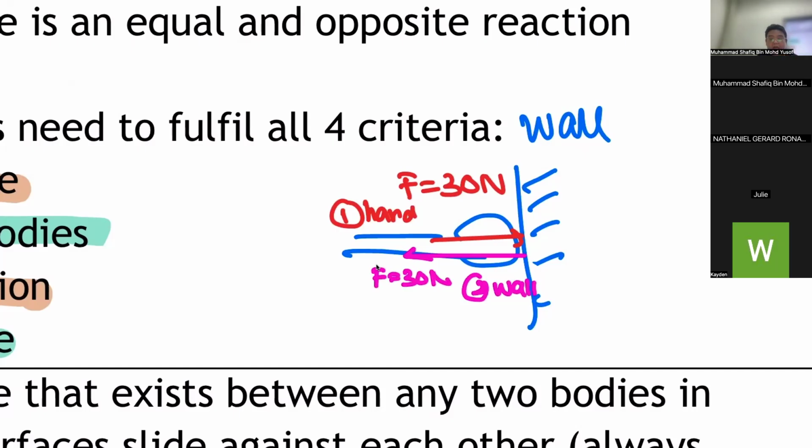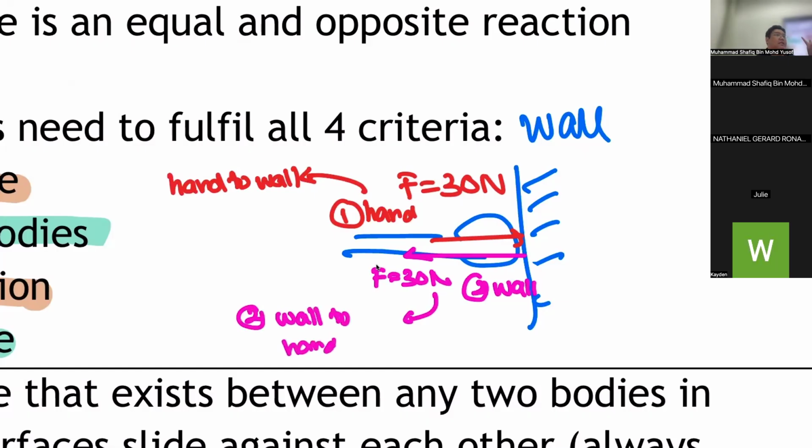Okay, so I repeat, the first scenario is hand to wall. The second one, the action-reaction force, is from wall to hand. So these are the two bodies that you must take note of.